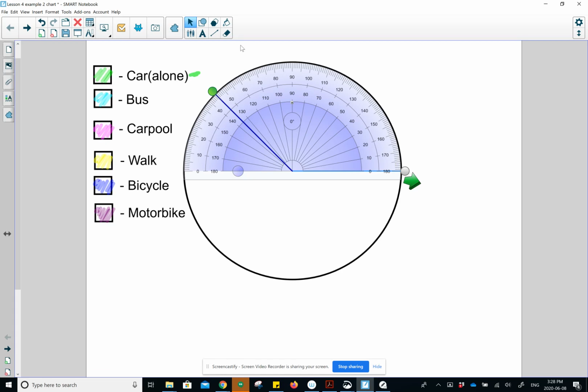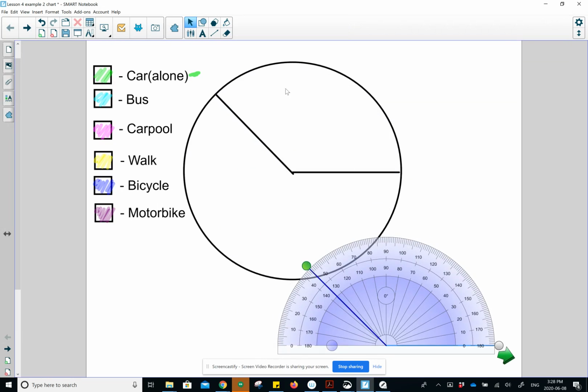Boom, that's right there. And so my line would be from the center to the edge here, and then from the center and up there, 135 degrees. And so you move the protractor, and you know that this section with green highlighter here, that's 135 degrees. That's the amount of people that took the car alone. I hope that makes sense. We're going to do that for every single section here.